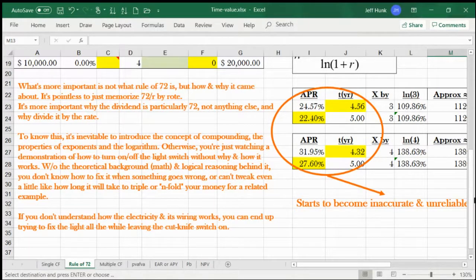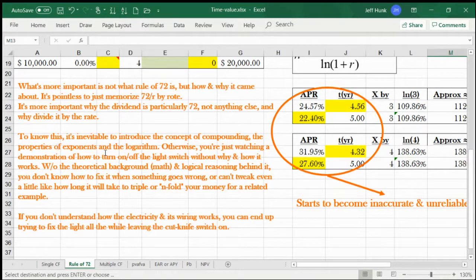So they make it something for dummies. And they like to make it something for dummies, right? So what's more important is not what the rule of 72 is, but how and why it came about, how it works. In other words, why it works. It's pointless just to memorize by rote to divide 72 by the rate. It's more important why the dividend is particularly 72 and not anything else, and why divided by the rate.